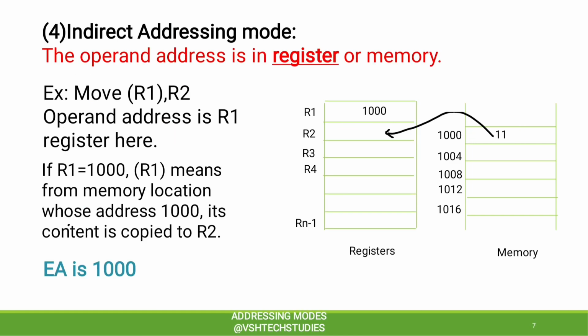Next, indirect addressing mode. In indirect addressing mode, the operand address is given in a register or memory. The first case, if you take the R1 register, the operand address is given in it. If R1 is 1000, the operand address is 1000. So in memory where the address is 1000, its content, that is the operand, is transferred to R2. Here R2 is the destination. Hence effective address is 1000, which is given in R1. So this is indirect addressing mode specified using register.